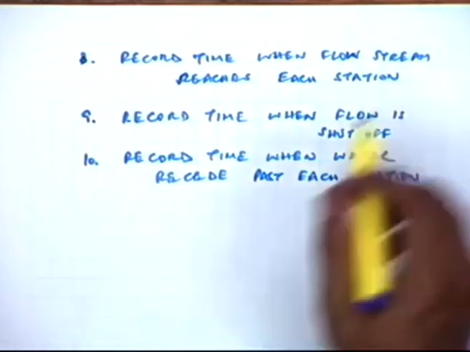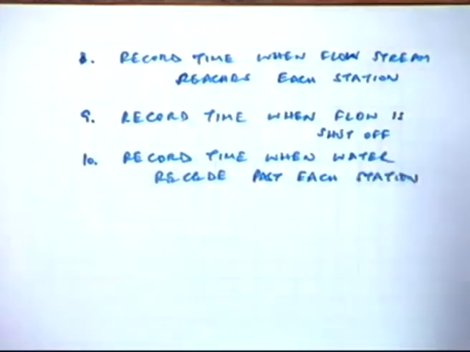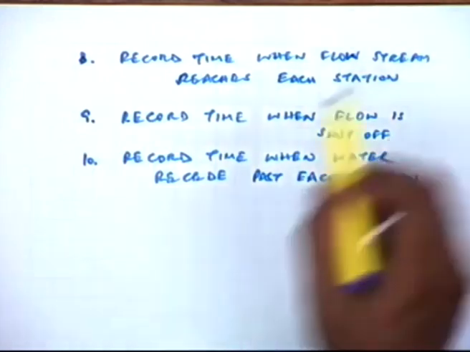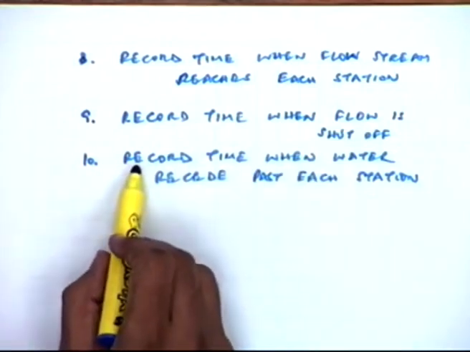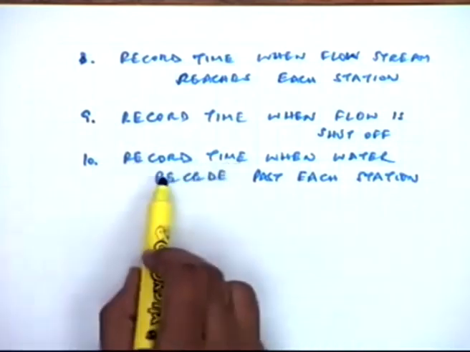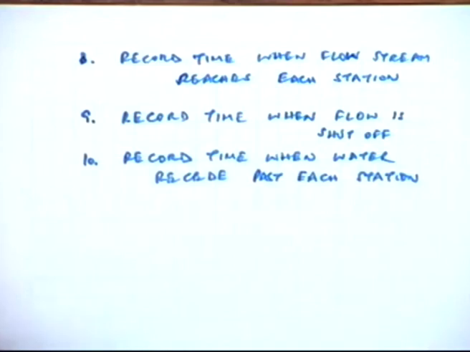Okay. So the very first station, when the water recedes past that station, the difference between the time when it is shut off and the time when the water passes the very first station, that is the lag time. After that, all these timings, when the water reaches each of the successive stations, that will give you the recession curve.